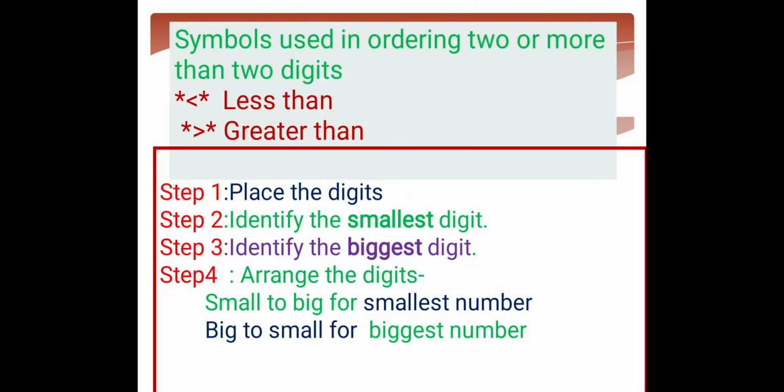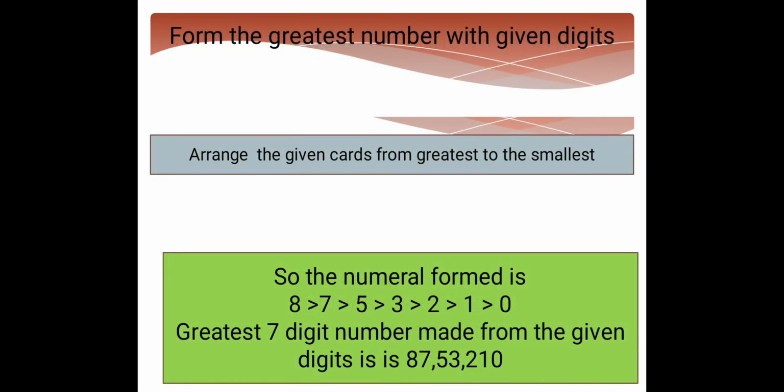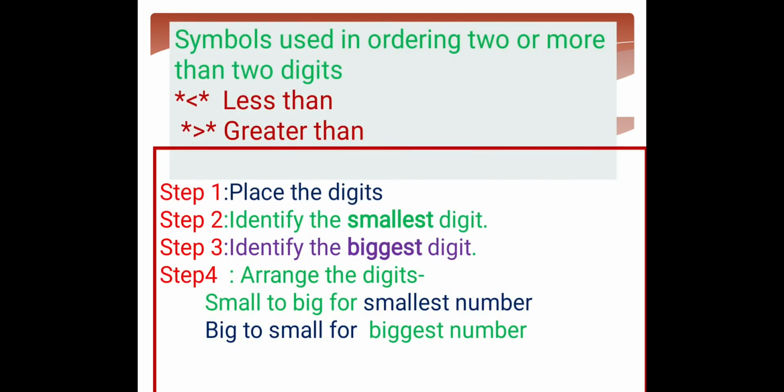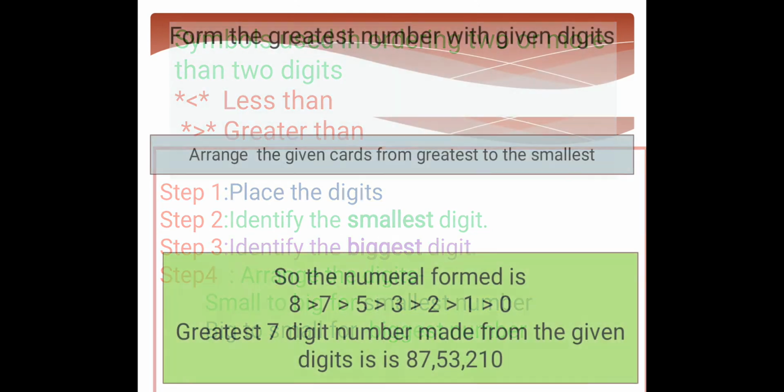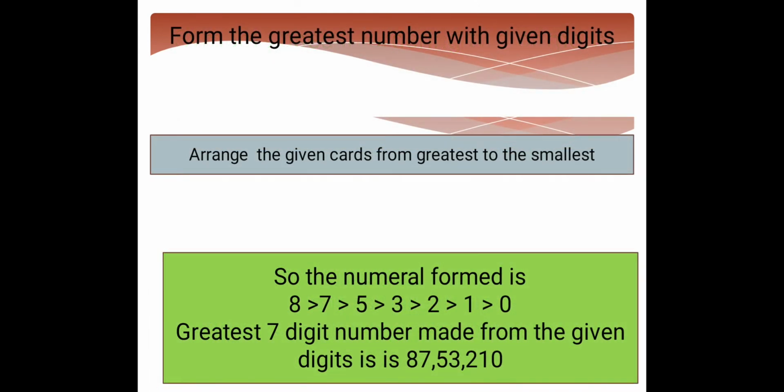Now let us come to the topic, forming numbers. So symbols used in ordering two or more than two digits is less than and greater than. So we will take help of those symbols to get forming numbers. The steps are: place the digits, identify the smallest digit, identify the biggest digit, arrange the digits small to big for smallest number and big to small for the biggest number. Form the greatest number with the given digits.